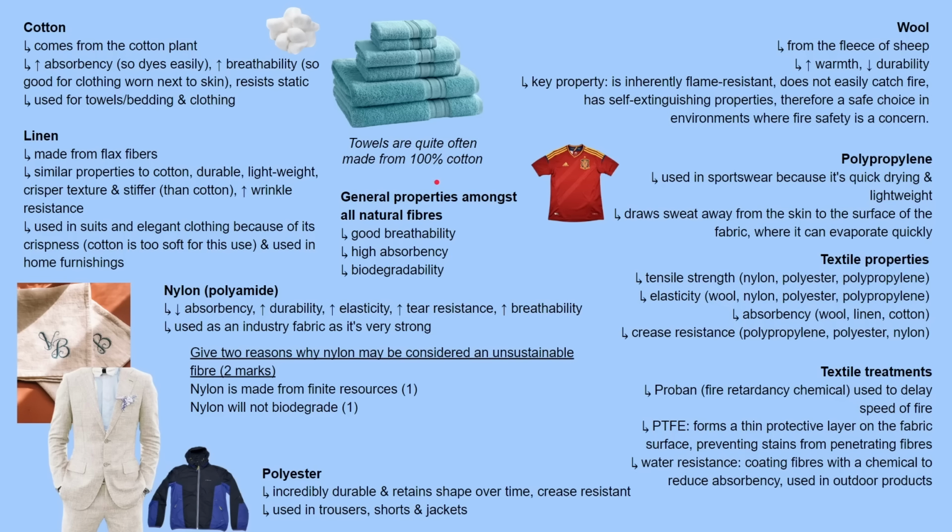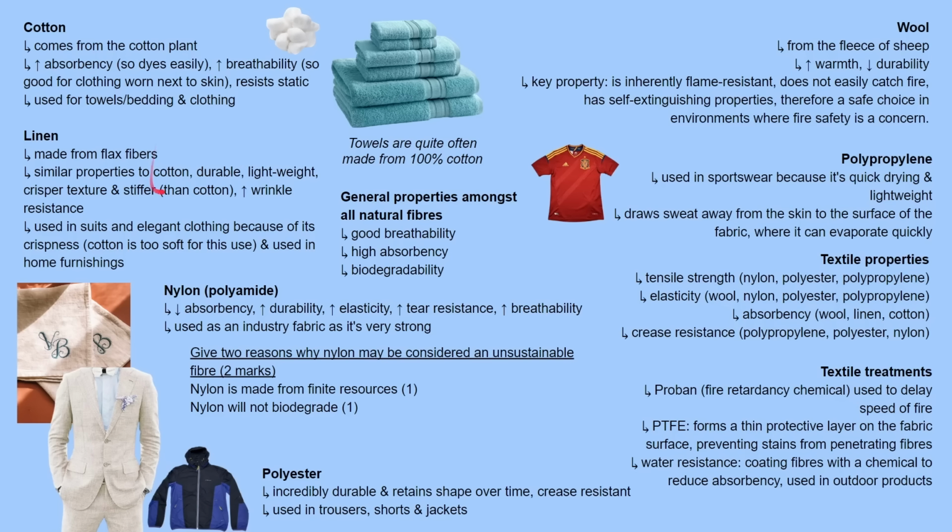Specifically with textiles, it's important to know examples of where the material is used. So you can think about properties. You can think about cotton being able to absorb water because towels are good for absorbing water. Then wool is made from the fleece of sheep. It has high warmth but low durability. A key property of wool, different to the other two natural fibers, is that it's inherently flame resistant, so it does not catch fire easily, and it has self-extinguishing properties. So therefore, it's a safe choice in environments where fire safety is a concern. So those three are natural fibers.